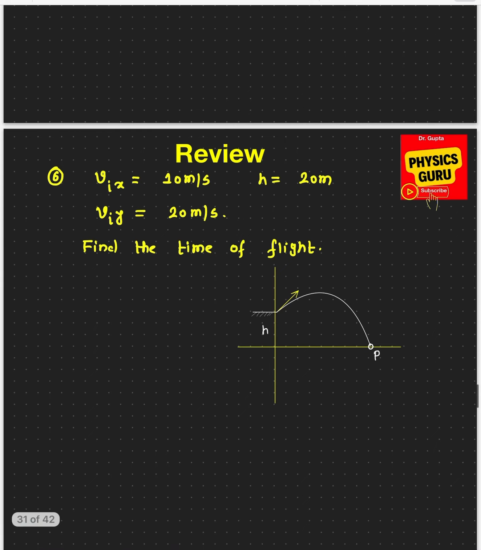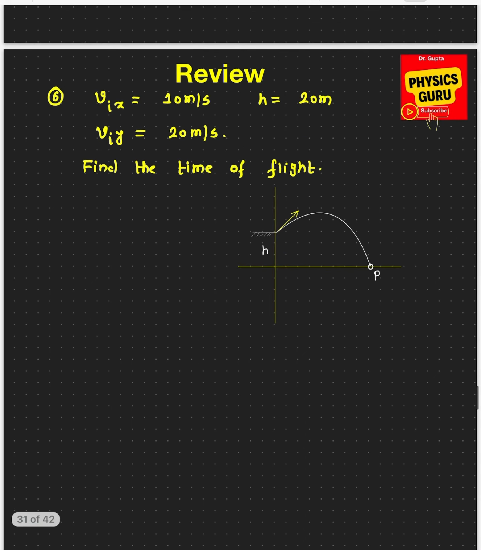So in this problem, it's about the projectile. What is given is the initial velocity along x-axis. That means this is along x-axis, and this is the initial velocity along y-axis, and you have to find out the time of flight given this is my height. So time of flight means how long does it take for the object to go to the ground. That's the time of flight.